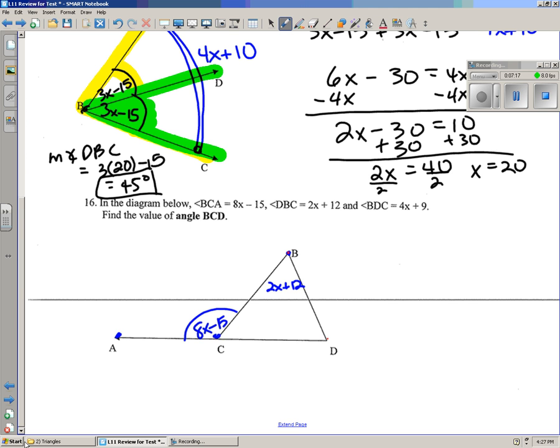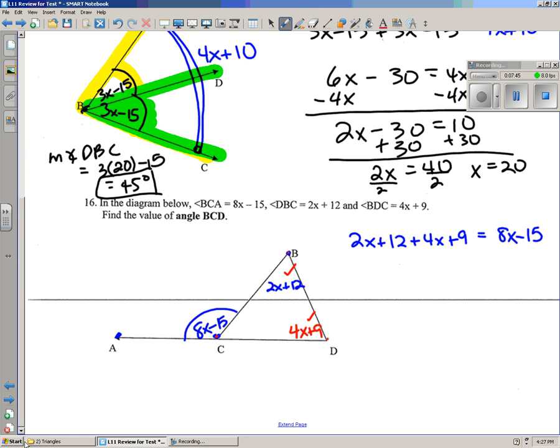BDC, it's 4x plus 9. And we learned one day in class that the two interior angles far away add up to the exterior. So we're going to set up an equation. We're going to say 2x plus 12 plus 4x plus 9, those are the two far away interior angles, add up to be the exterior angle, 8x minus 15.